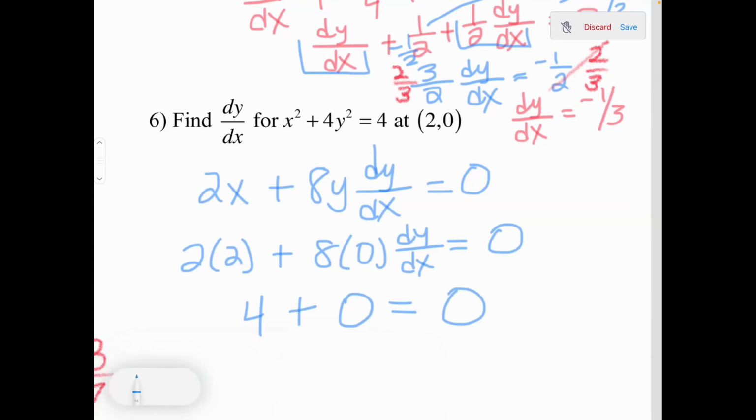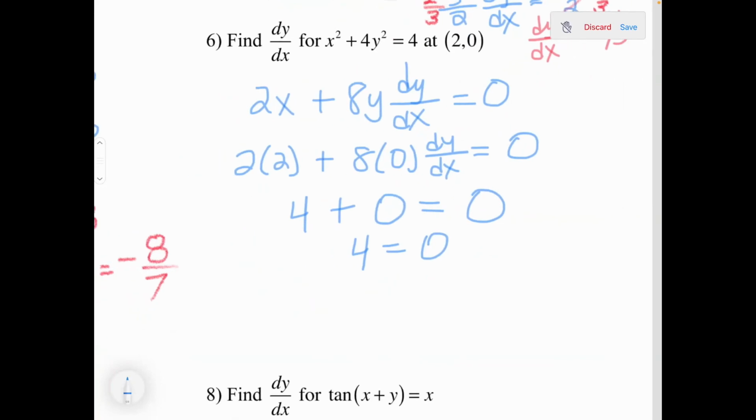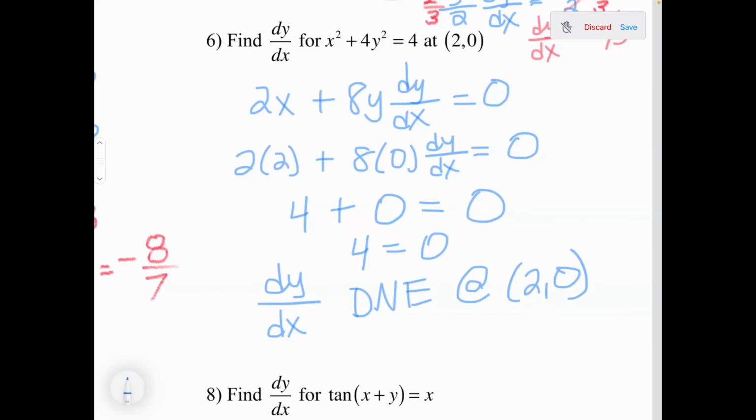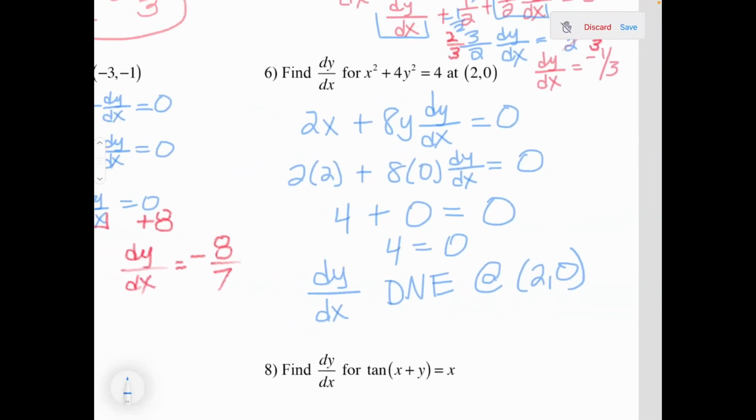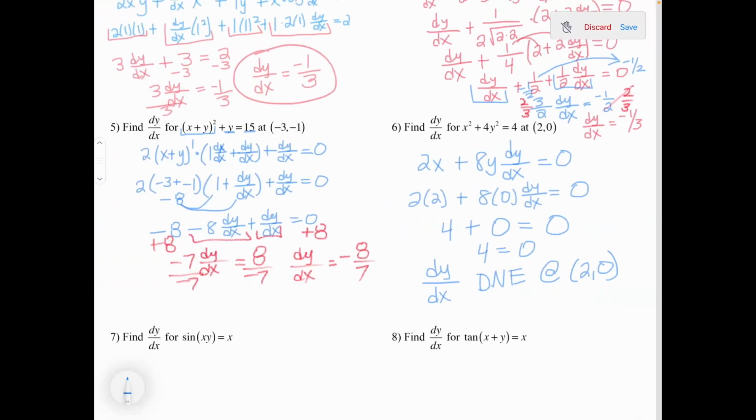So what happened here? We end up with 4 equals 0, which is an untrue statement. So here's what we know. If we end up with an untrue statement in this case, and the dy dx cancels out, dy dx does not exist for this relation at the point 2, 0. That can mean it's undefined, it's vertical, something along those lines. We're not really sure without inspecting a graph.